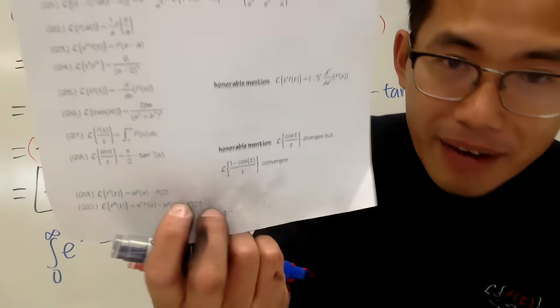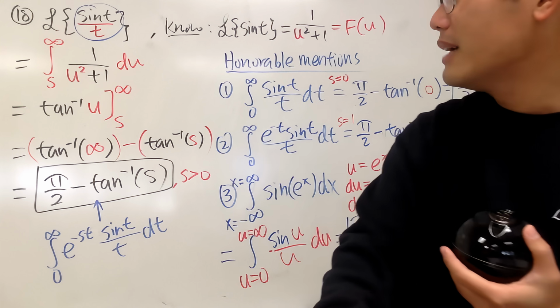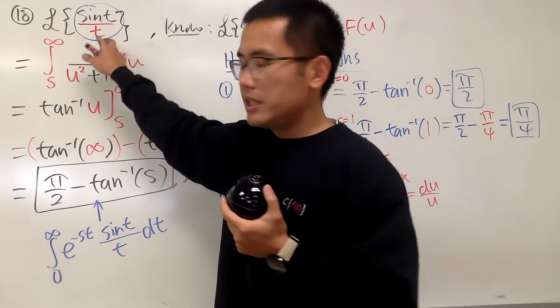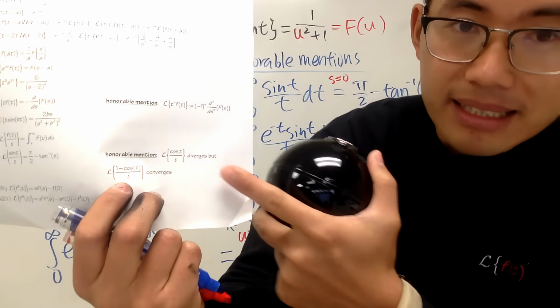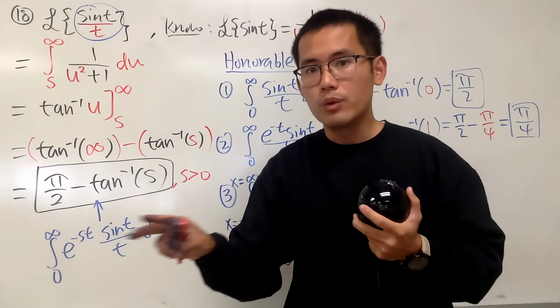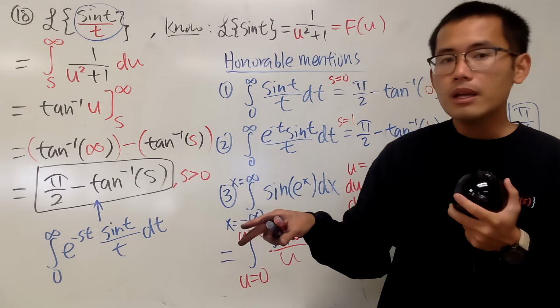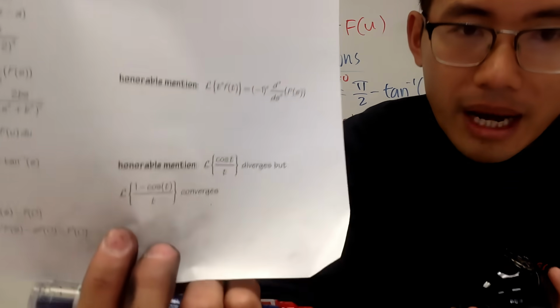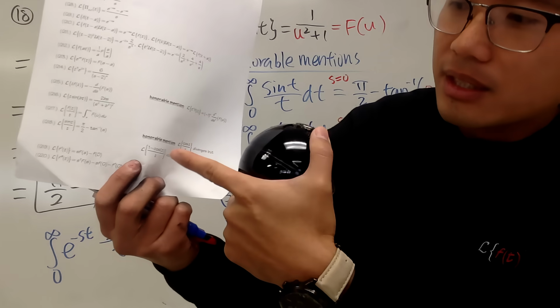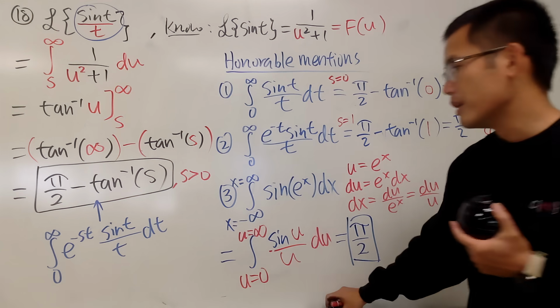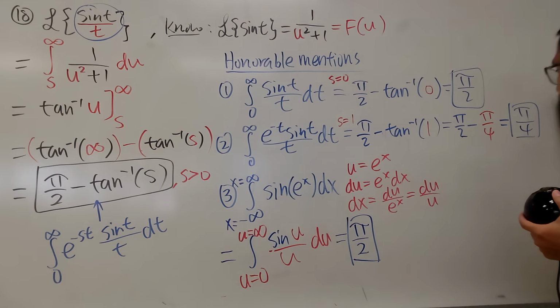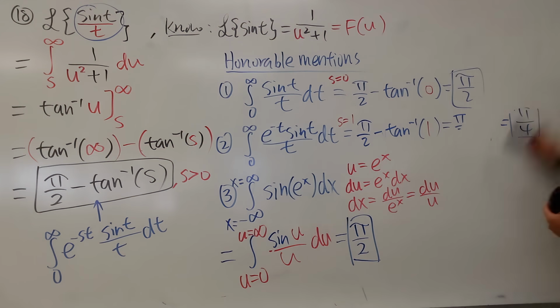See, if you have cosine t over t, the Laplace transform does not exist because the integral is actually divergent. But if you have 1 minus cosine t over t, that will give you a convergent integral, and you actually get a nice one as well. I will do that all the way at the end, just like a little bonus. But this is really cool already.